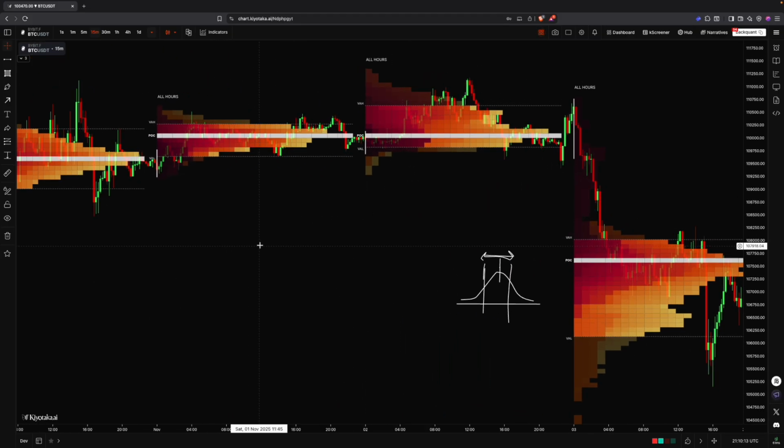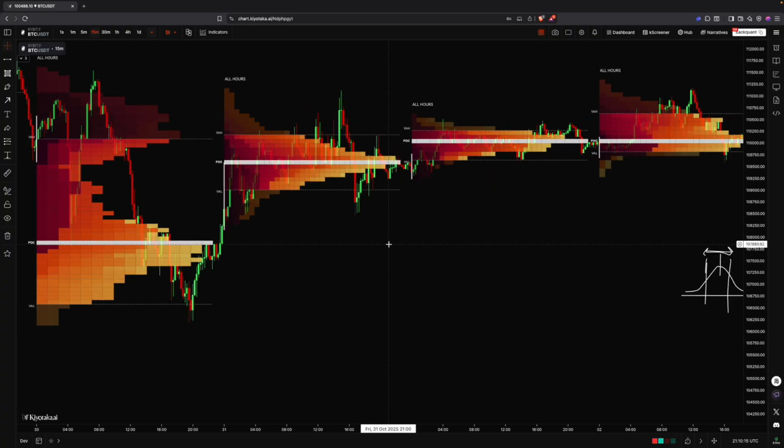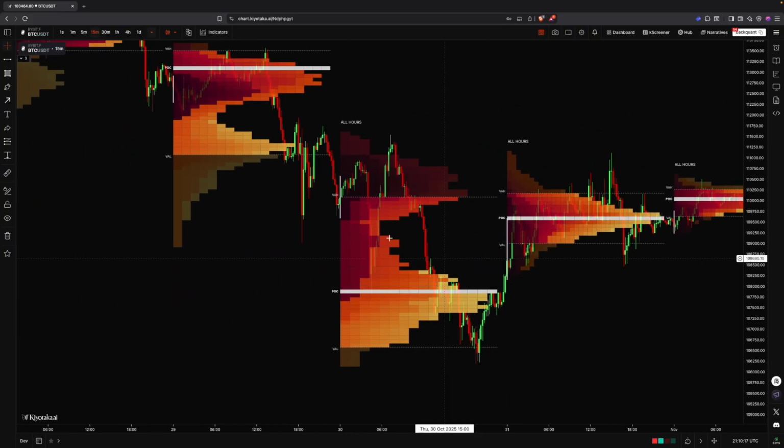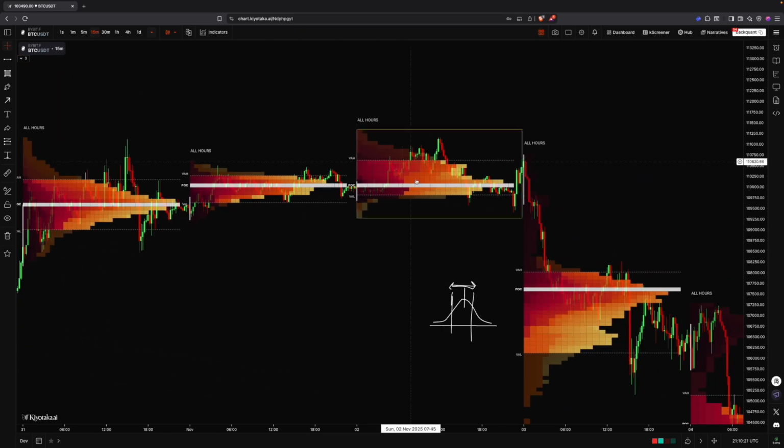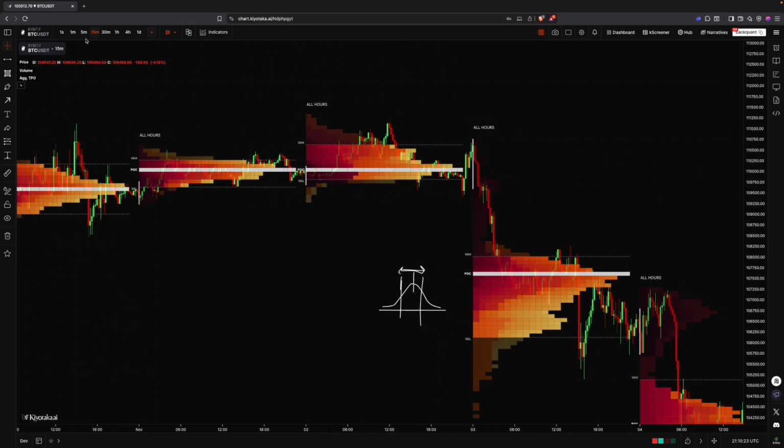So I like to use this framework of balance and imbalance to form expectations for drawing key levels, and we'll get to that in a second. But first, I'm going to take you through the settings.